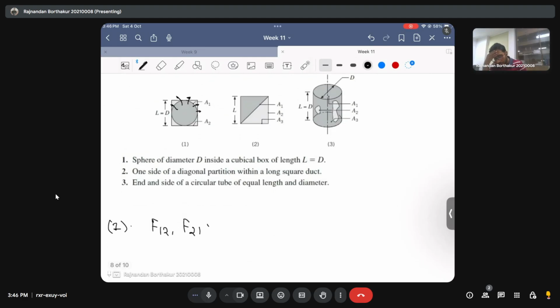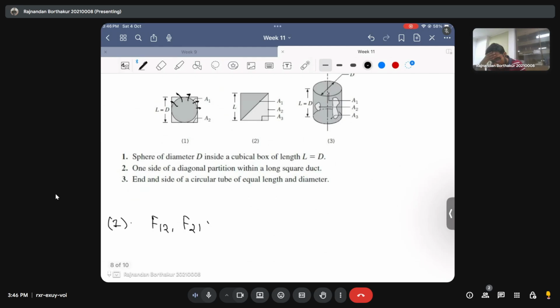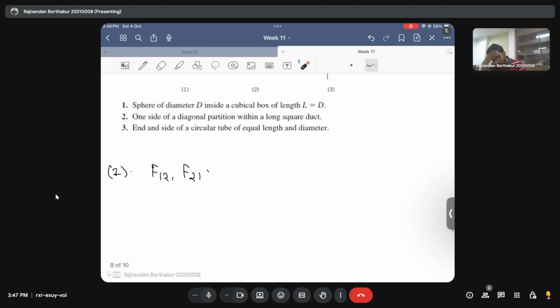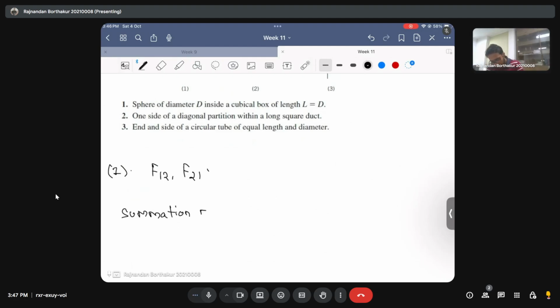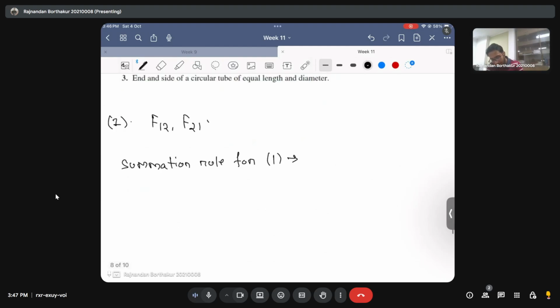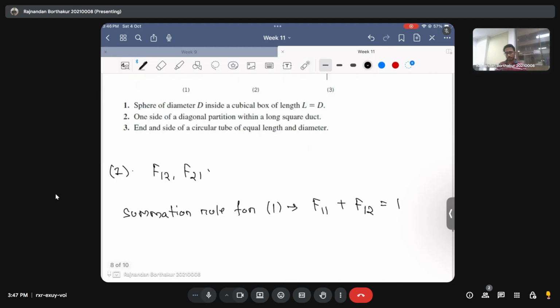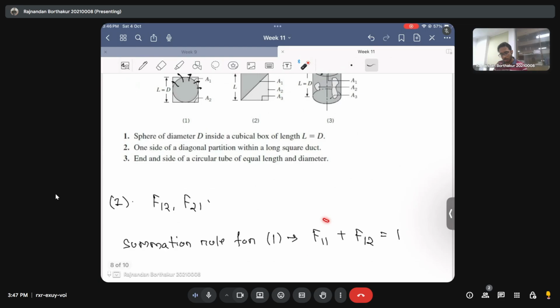First of all, you can see that since this sphere is completely enclosed inside this cube, if I write the summation rule for 1, which is the sphere, I can write that f11 plus f12 is equal to 1. Okay, but this f11 is not known to us, right?